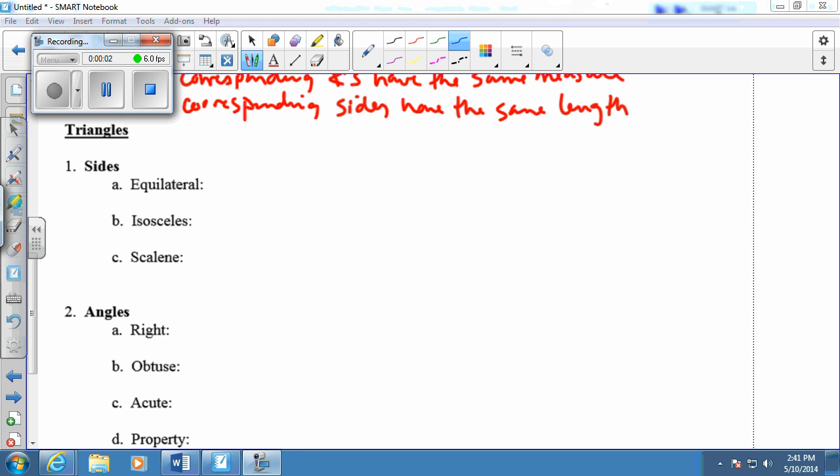We look at triangles two ways, one with their sides and one with their angles. With the sides, we call this equilateral. That means all three sides are equal in length. And if we do that, all these three sides are equal.